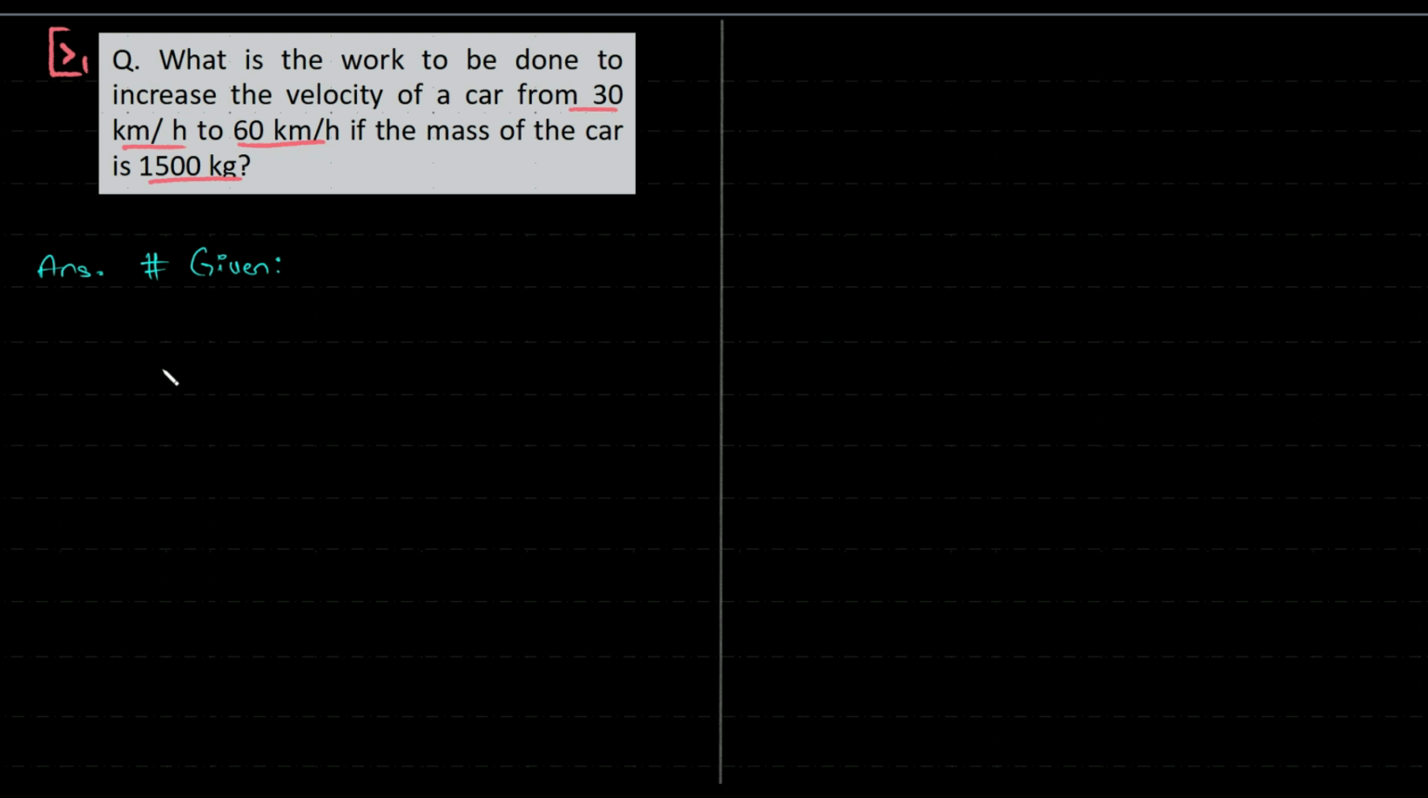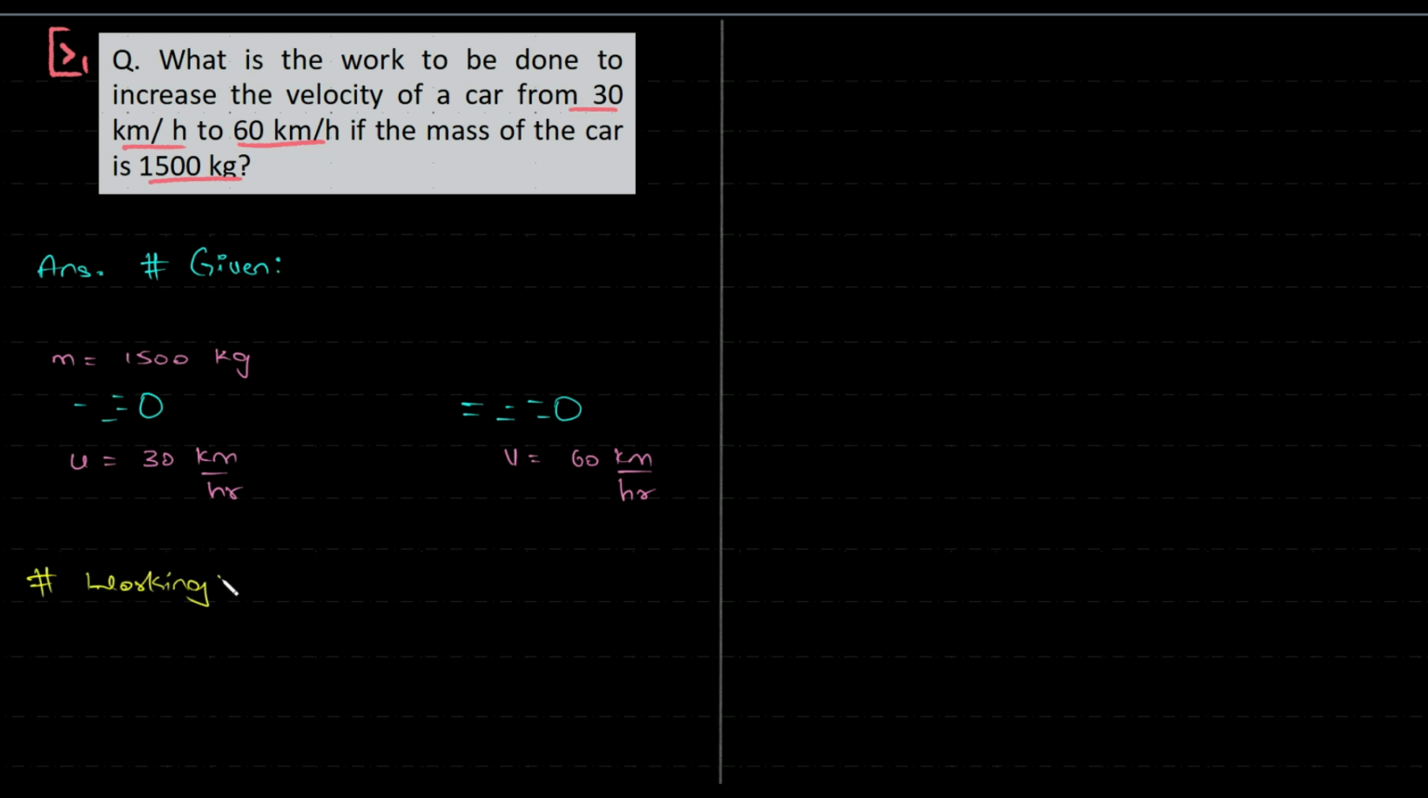So we have an object having some initial velocity, and we apply some force and its velocity increases, not a lot, but with some amount. So we have this object to be of 1,500 kg. The initial velocity is 30 km per hour, that's good, and the final velocity is 60 km per hour. Right, it's a simple straightforward question. Conceptually, if you know a few things, you are pretty much done.